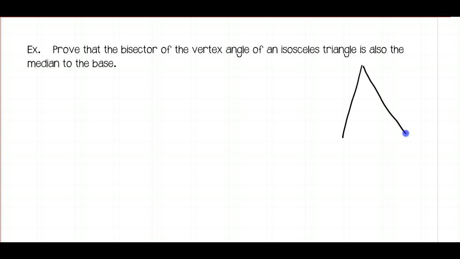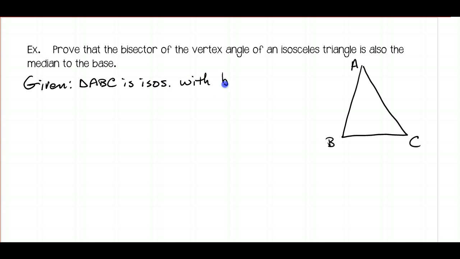We know we have an isosceles triangle, and when you're given an isosceles triangle, it's going to be very important that you specify some piece of it so that you know which are the congruent sides and which are the congruent angles. So in this case, when I write my given, I'm going to write triangle ABC is isosceles, and then I'm going to specify with base BC. Okay, if I know that this is the base, then I know these have to be my congruent sides. I know B and C have to be my congruent angles.